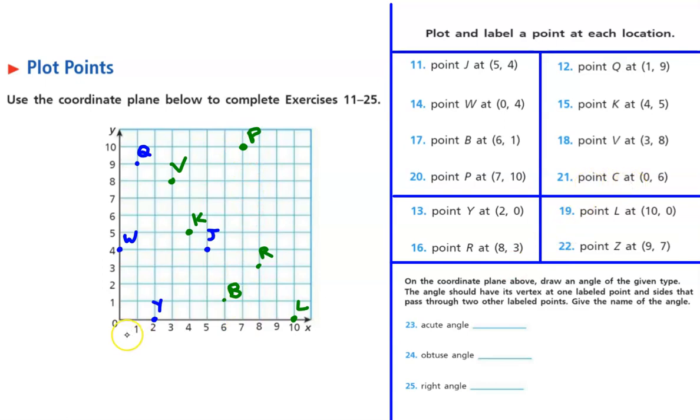And then we've got 20, which is point P at 7, 10, which will be right there. 21 is point C at 0, 6. That's a tricky one. Make sure you got that one correct. And then finally 22, point Z at 9, 7. Hopefully I didn't miss any of those. I tried to go pretty fast, okay?